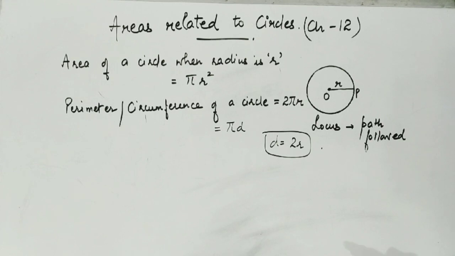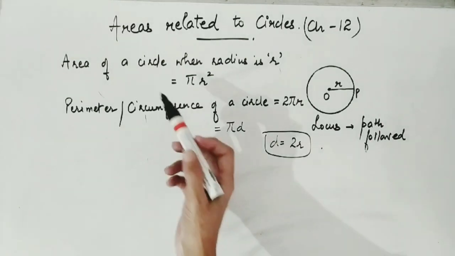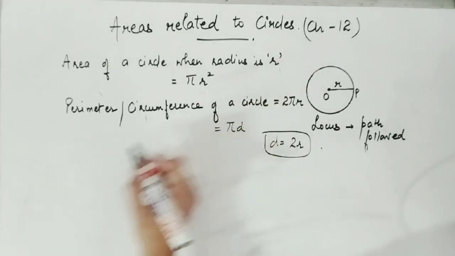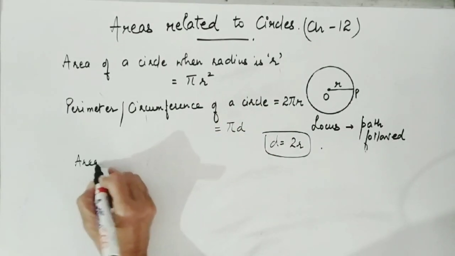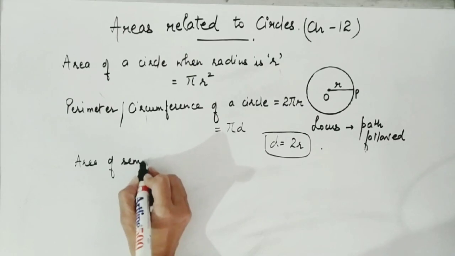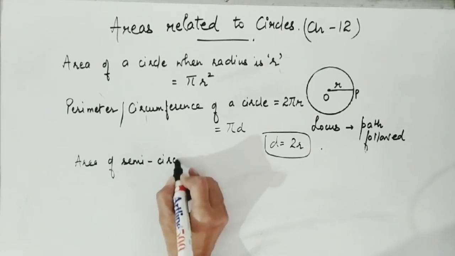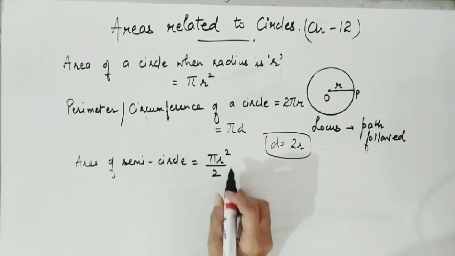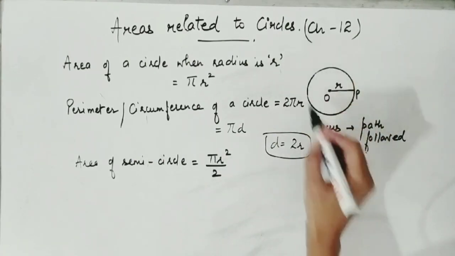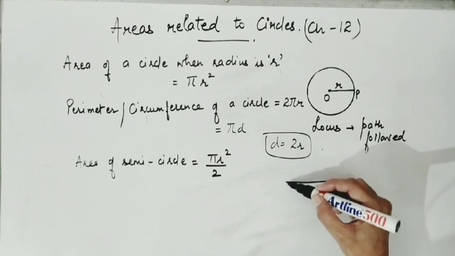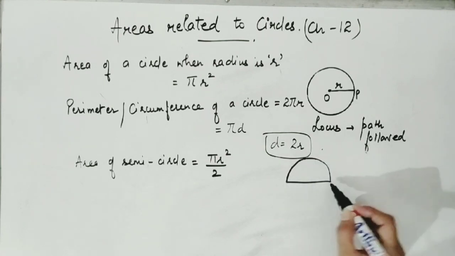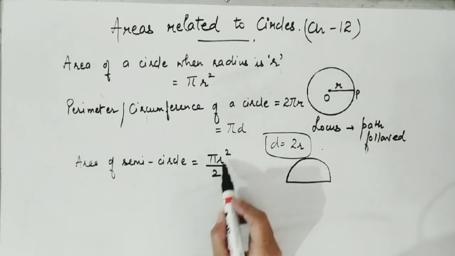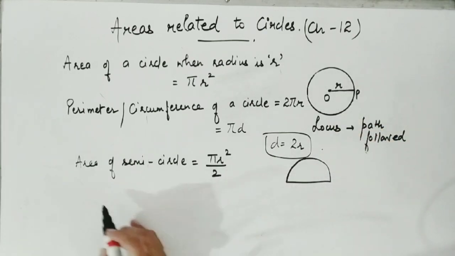There are few more terms which you would require in this chapter. If area of circle is pi r square, area of semicircle will be pi r square by 2, because pi r square is for full circle. Semicircle would be half of it, so half of area makes it pi r square by 2.